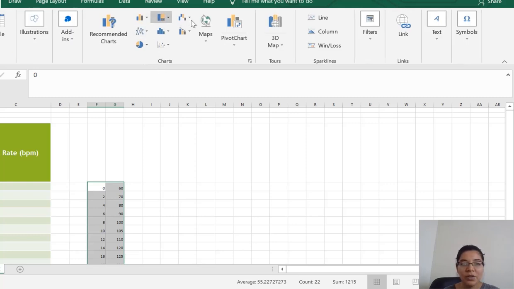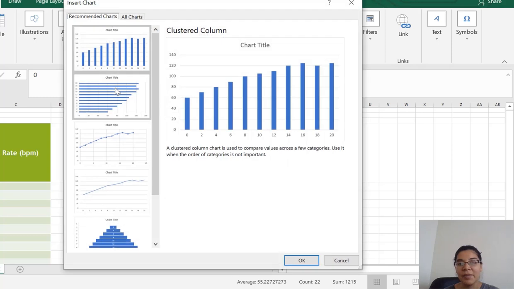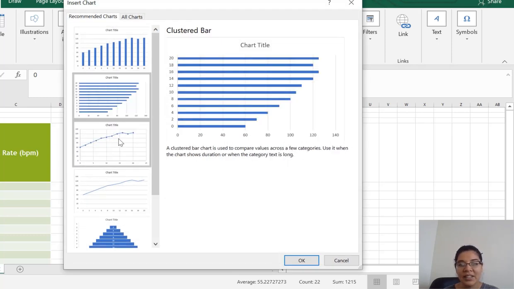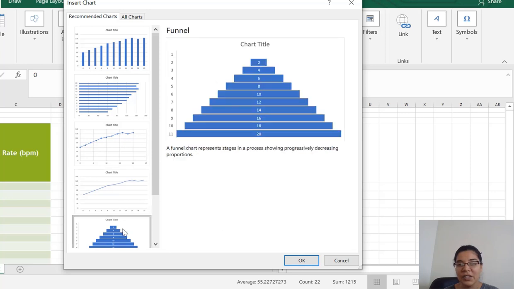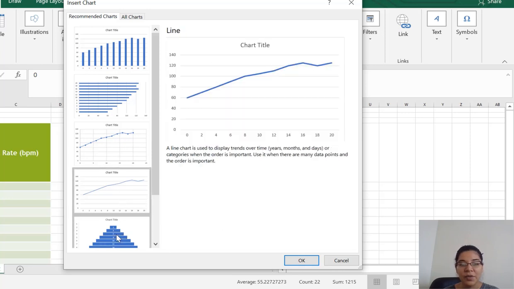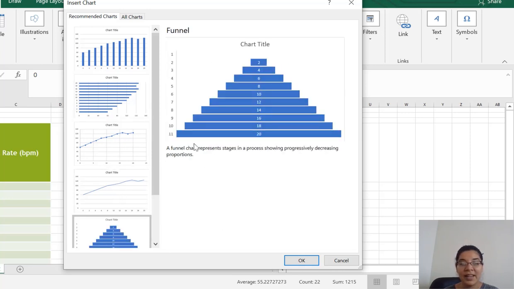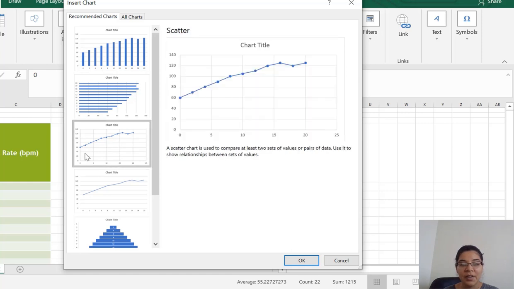You could go through these different graphs or you could do recommended graphs. Here, it actually gives you a sample of how the data looks in the different types of graphs. So don't worry about it. It gives you a definition, a description. I know that a linear graph is what we're looking for. A scatter chart is used to compare at least two sets of values or pairs of data.